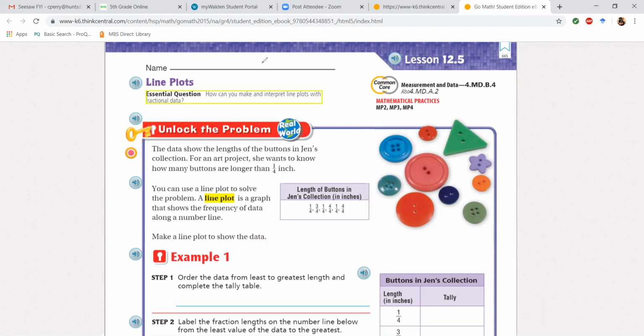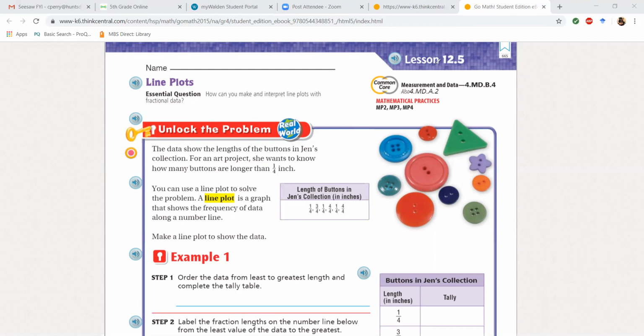I wonder if there's anywhere on this page where it's going to give us the definition of a line plot. It's right there where it has it highlighted. Would anybody like to volunteer to read that short insert about line plots? Riley, wonderful. Thank you for volunteering. "You can use a line plot to solve the problem. A line plot is a graph that shows the frequency of data along a number line."